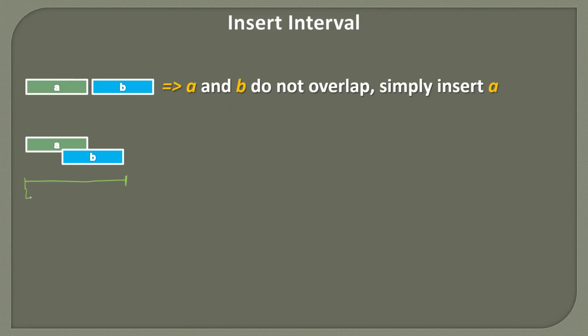So if we take this interval as C, then we have to keep a formula: C's start time will become the minimum of A dot start and B dot start, and the end time will become the max of A dot end and B dot end. So this condition comes into picture if they are overlapping.